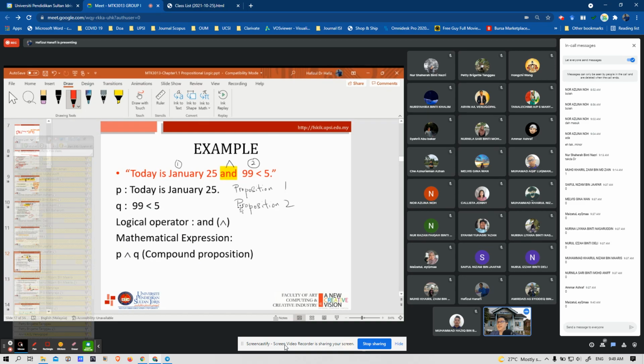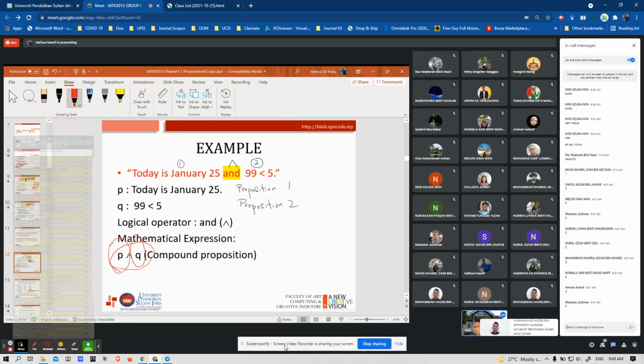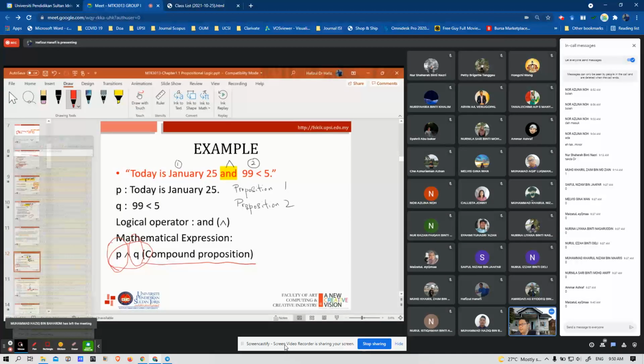Okay, for example, we have proposition 1 and proposition 2. Today is January, and then the logical operator is and, and then P and Q is a compound because we need to combine two. We need to combine alphabetical symbols or words. Okay, we compound the propositions. This one is proposition 1, and this one is proposition 2. And then the logical operator is and.